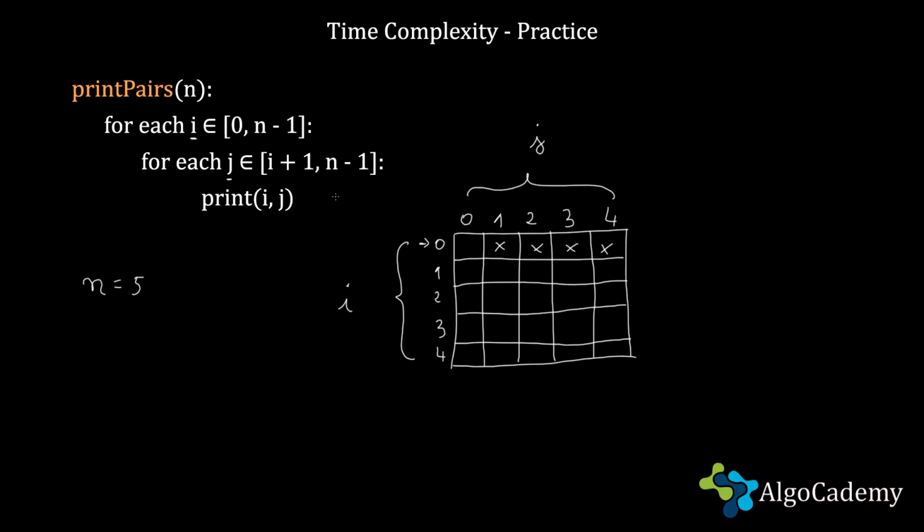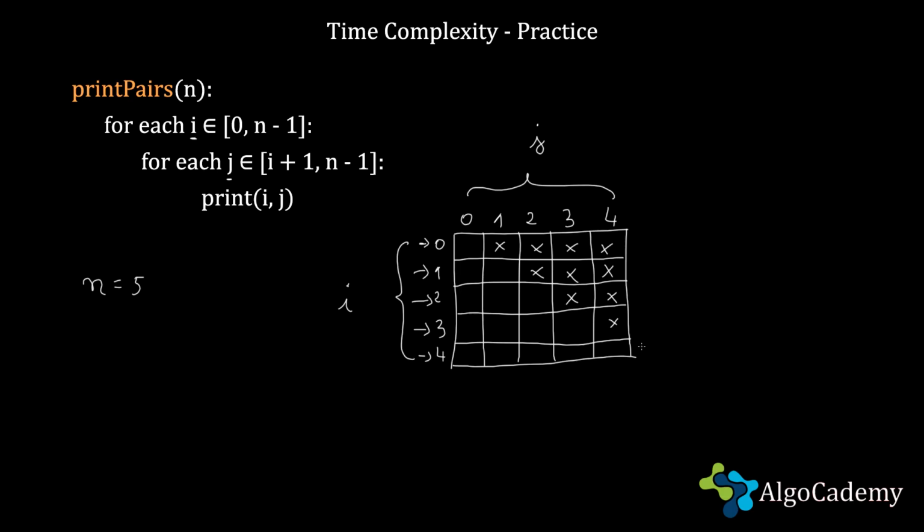Now I increase i. i becomes 1, so I am on row number 1. j starts from 2 and goes all the way to n minus 1, which is 4. So I take into account these cells. Now i becomes 2, row number 2, and j starts from 3. Then i becomes 3, j starts with 4 and ends with 4. And then i becomes 4 and I don't do anything.